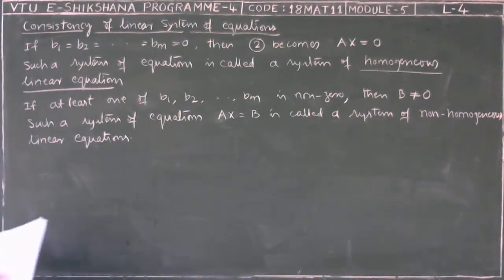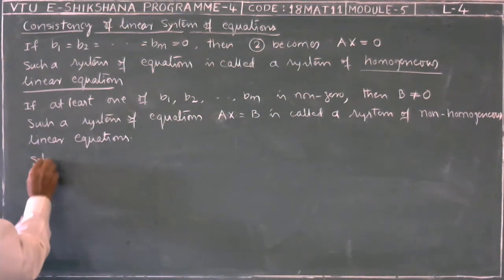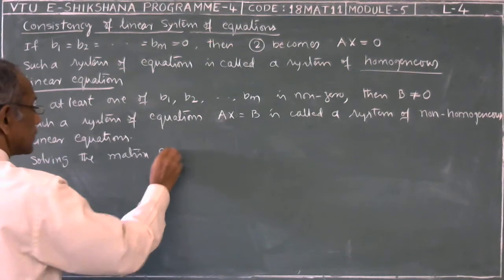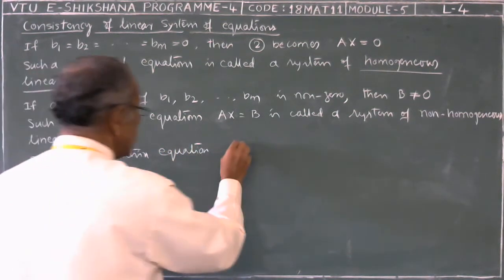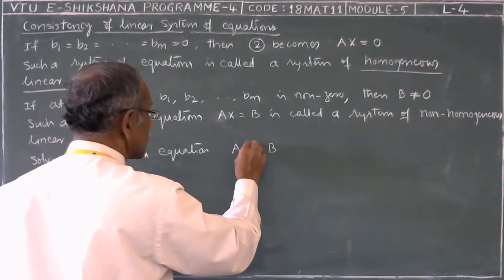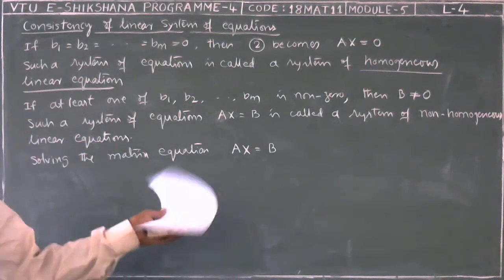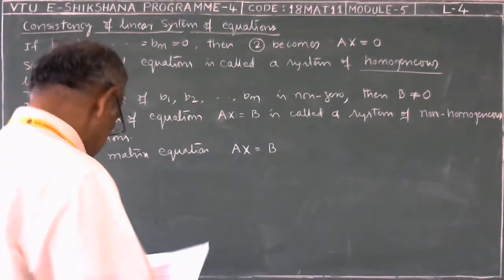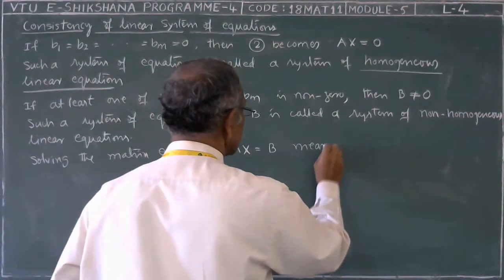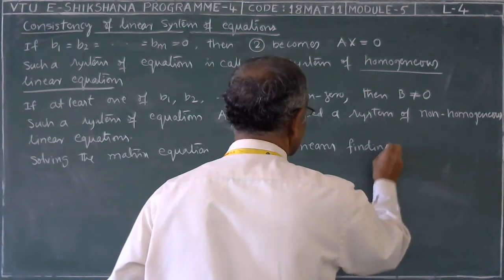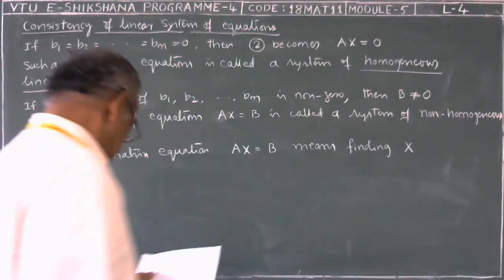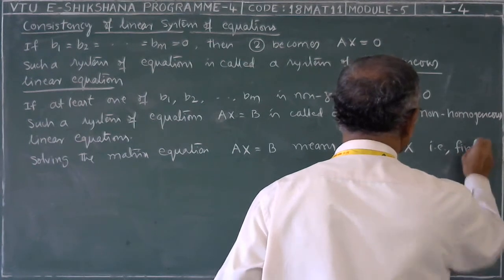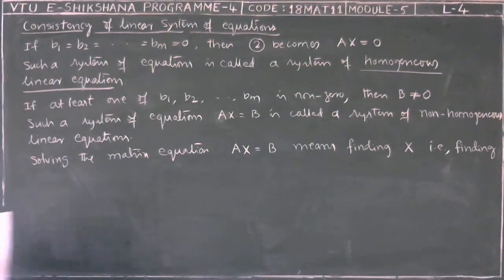Solving this matrix equation Ax is equal to B, which represents a system of linear equations, means finding x, finding a column matrix.